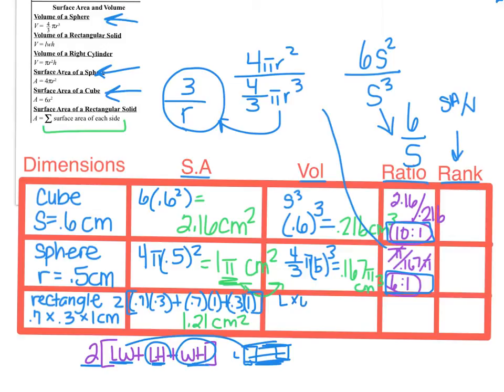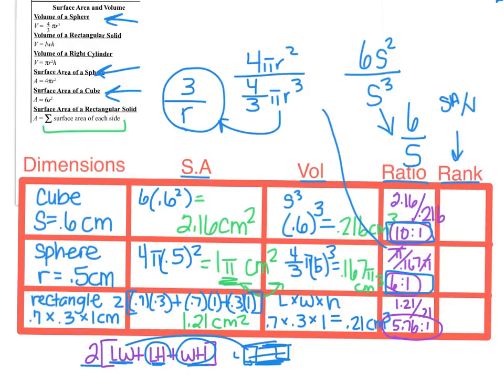And now for the volume of a rectangle, that's easy. It's just length times width times height. So it's going to be 0.7 times 0.3 times 1, which is going to be 0.21 centimeters to the third. So our ratio is going to be 1.21 over 0.21, and that gives us a ratio of 5.76 to 1.